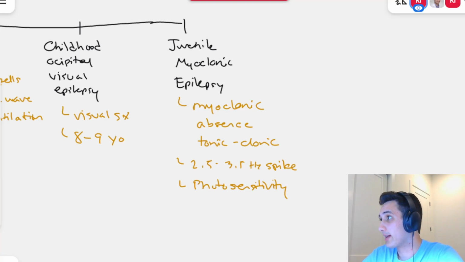So one quick mnemonic that I like to use for juvenile myoclonic epilepsy and the photosensitivity is to think of a teen taking pictures of themselves. They want to be on Instagram, they want to be on Snapchat, so they take pictures of each other. Photosensitive. That's one thing that I like to remember for juvenile myoclonic epilepsy.